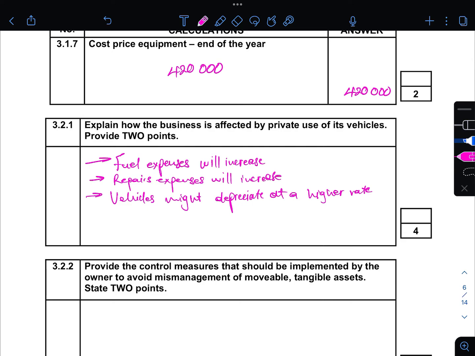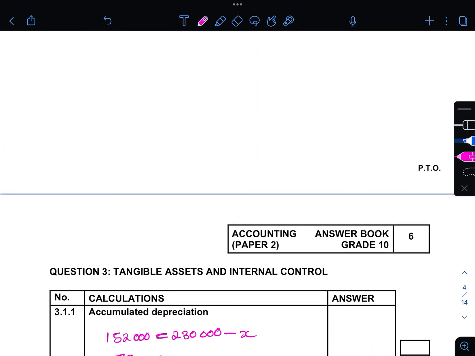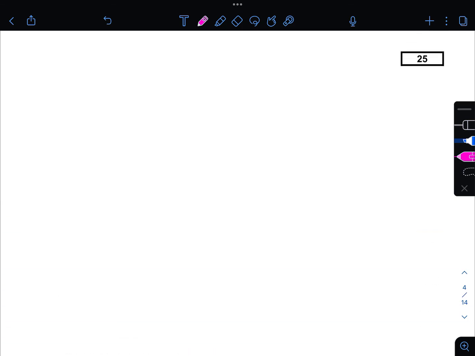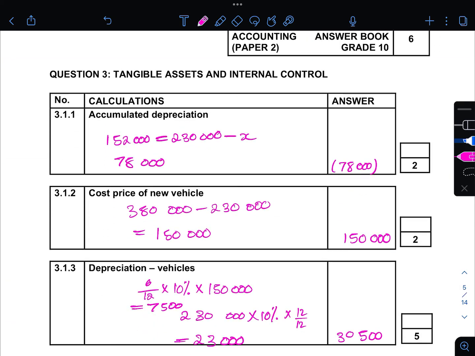All right. Now, you can either talk about your maintenance, whereby you have to do your servicing, because vehicles need to get checked and be maintained by professionals. So now they will have to be maintained more frequently. Okay, so you can also add that. Now, the last one, I think it's the last question. It says, provide the control measures that should be implemented by the owner to avoid mismanagement of movable, tangible assets. State 2 points. So in this case, let's say we are talking about your vehicle.